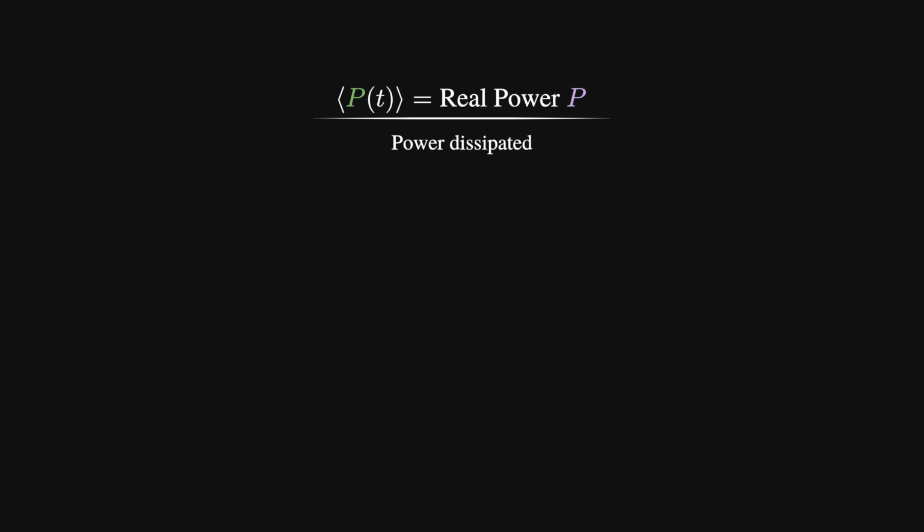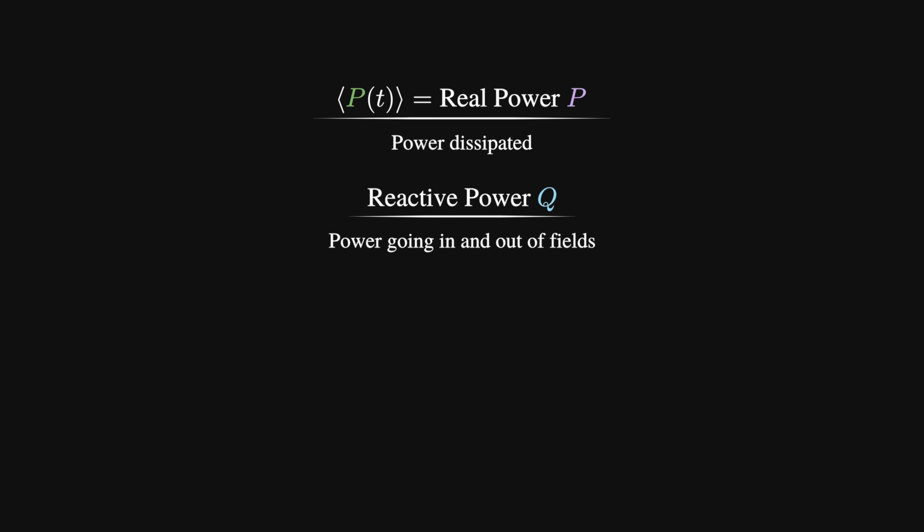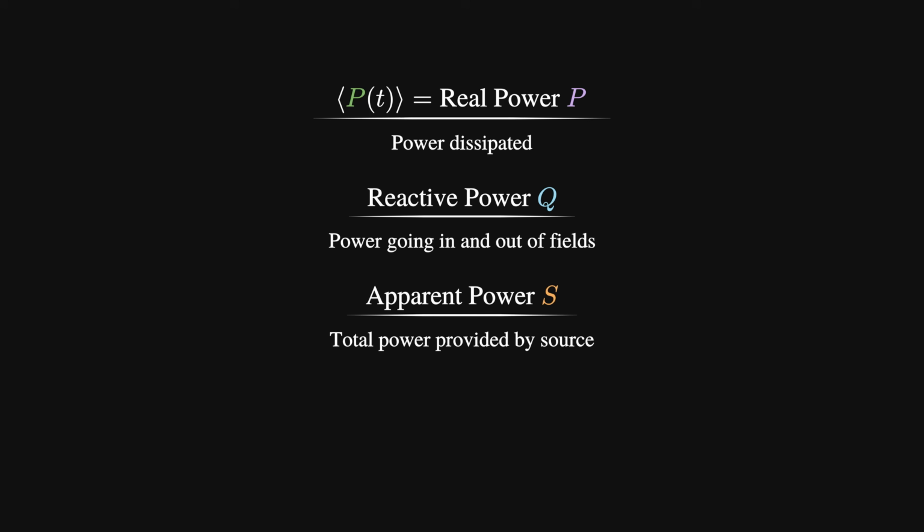I've color-coded this purple for reasons we'll see in a moment, but to be clear, this is the same as the average power. However, to consider the power going in and out of fields, we'll define a separate quantity, the reactive power, Q. And finally, to pull it all together, we'll define the apparent power, S, which is the total power put into the system by the source.